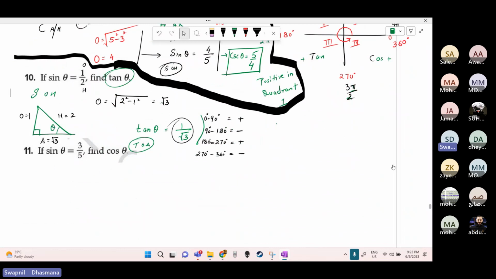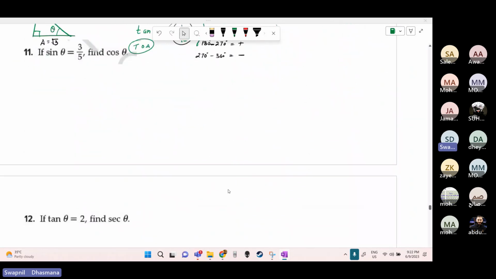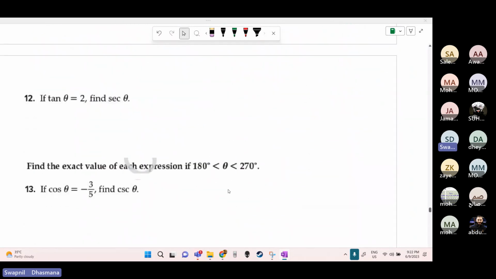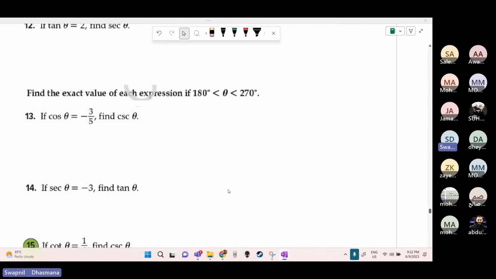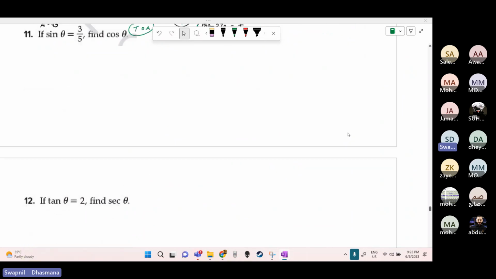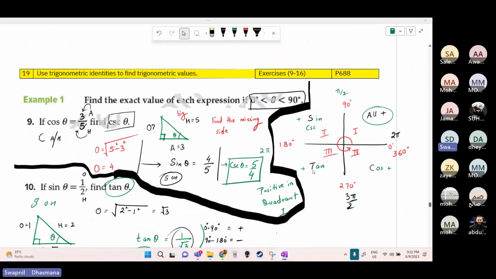Any questions till now? See, like 180 to 270, here only tan will be positive, and cot. Everything else will be negative. Here, cosine and sec positive, everything else negative. So very important. This is the rule.